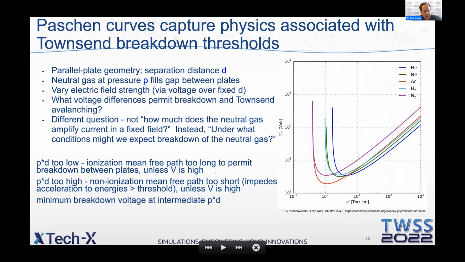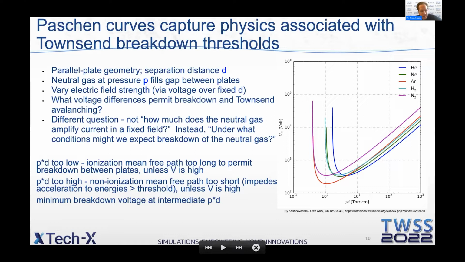And the physics of this discharge, and of this curve shape, is: if P times D is too low, then essentially we have a small simulation. And if you have a small simulation and a large ionization mean free path, you don't get any ionization. Particles leave before they can do anything interesting. So unless you crank the voltage really high, you don't get a breakdown.